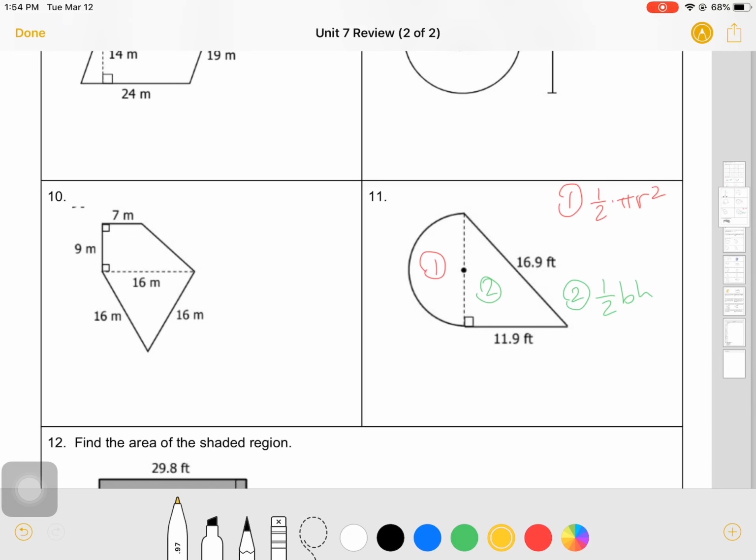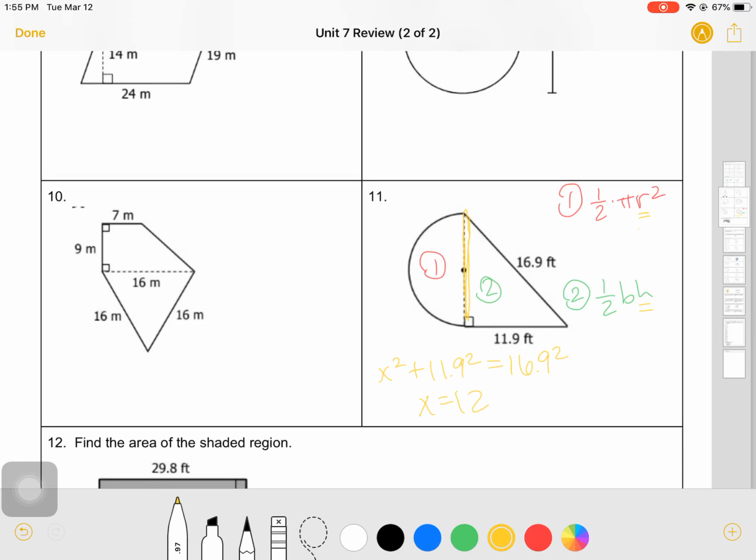In order to correctly do this one, though, I do need to identify this length right here, which is both related to the radius of my circle and the height of my triangle. And for that, you're going to do Pythagorean theorem. You're going to do x squared plus 11.9 squared equals 16.9 squared. When you do that, you will do 16.9 squared minus 11.9 squared, which gives you 144, so x is 12.